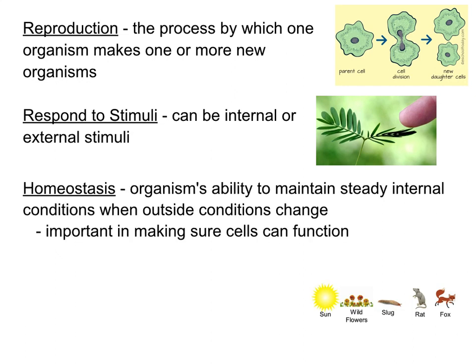The next characteristic would be homeostasis. So homeostasis is just an organism's ability to maintain these steady internal conditions when the outside conditions change. So it's like keeping the body the same inside. So for example, your body maintains your body temperature around 98.6 degrees Fahrenheit. That's part of your homeostasis. If your temperature gets higher than that, you don't feel good, right? And that's because you're out of whack. So you aren't in homeostasis anymore because you're not in that steady internal condition.